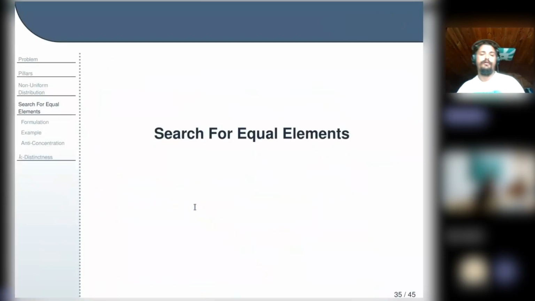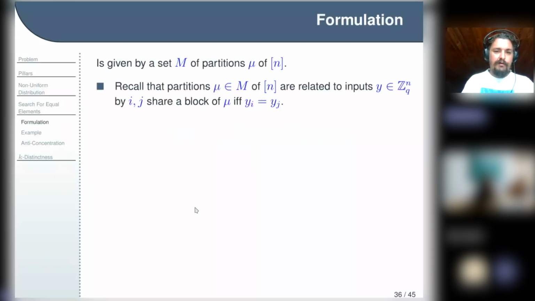Okay, so let me now go to this problem of k-distinctness. Actually, the whole paper, my talk on the paper, breaks into 3 different levels. One level is this general framework. Another level is the framework for the search for equal elements, which I'm talking about right now. And the next one is the thing that's specific for k-distinctness. Now I'm just going over this search for equal elements.